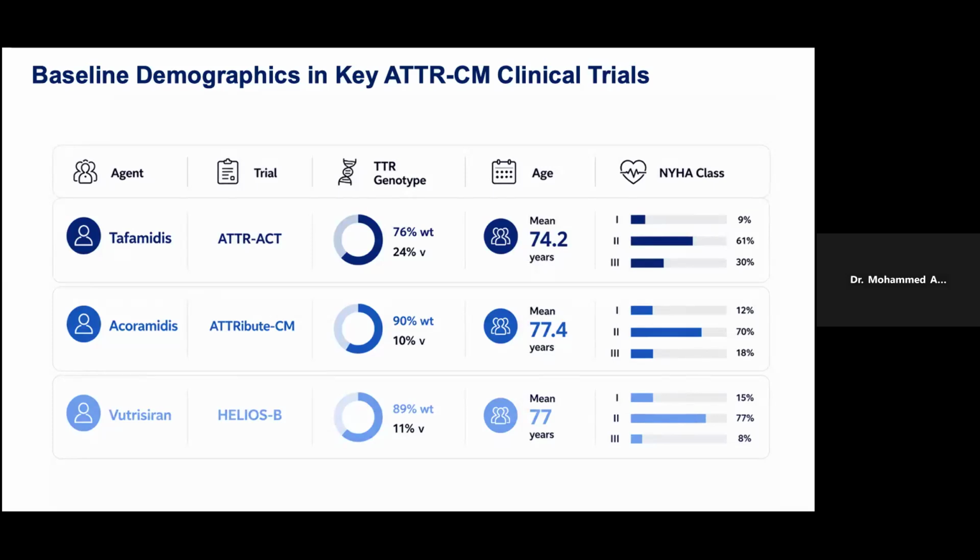Regarding disease severity, most patients were in NYHA class 2, with a similar proportion in class 3. Importantly, patients with advanced heart failure were excluded from the trials, highlighting that the trials primarily evaluated patients with mild to moderate symptomatic disease.